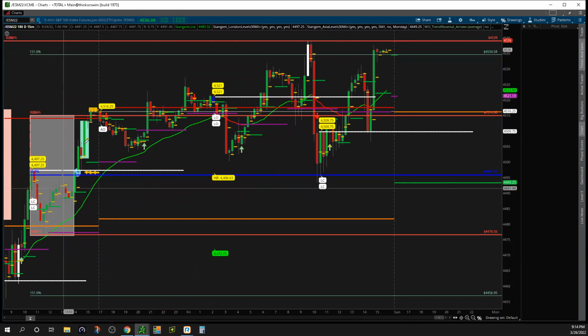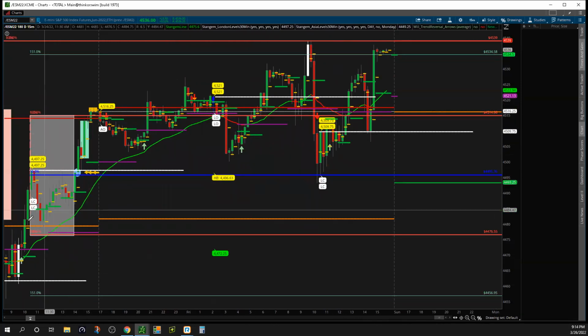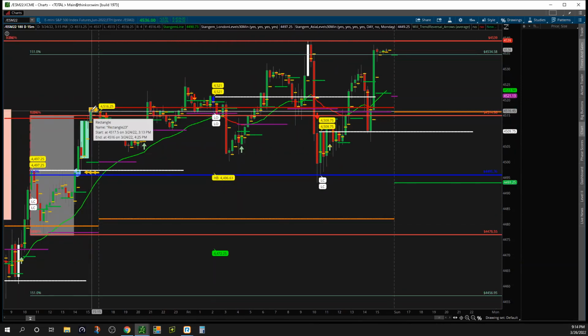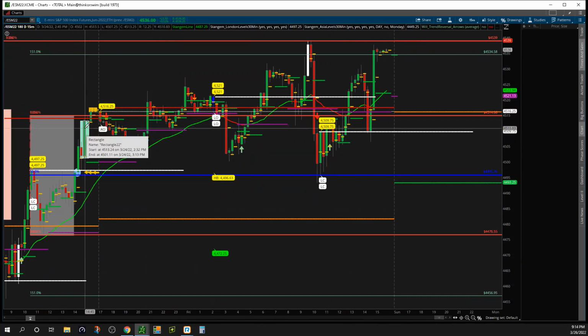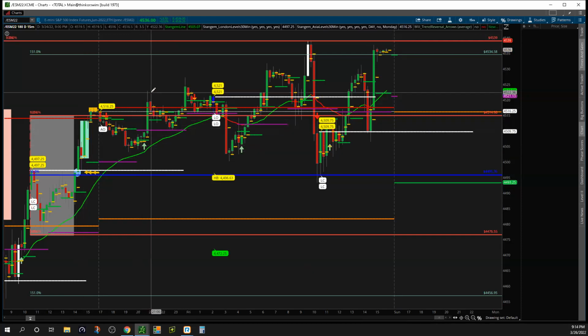It's the London close range, which is my big look. This is the high and low from London close to New York close. My next range I'll look at is this big candle that always prints right before close. So that is a range. So look: low, high, look, half back.